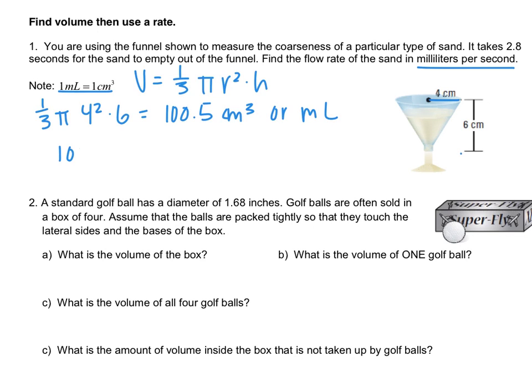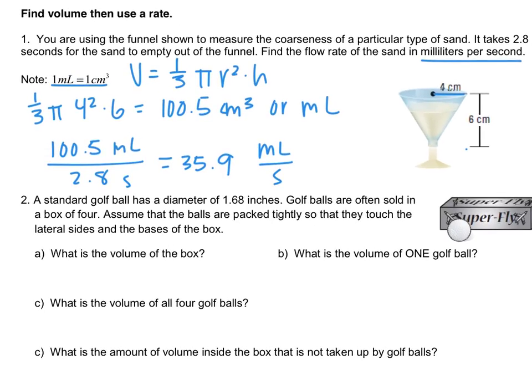So if we've got 100.5 milliliters and it takes 2.8 seconds to empty, we just divide those two numbers, and that's going to give us how many milliliters per second the flow rate is. So 100.5 divided by 2.8, we get 35.9 milliliters per second.